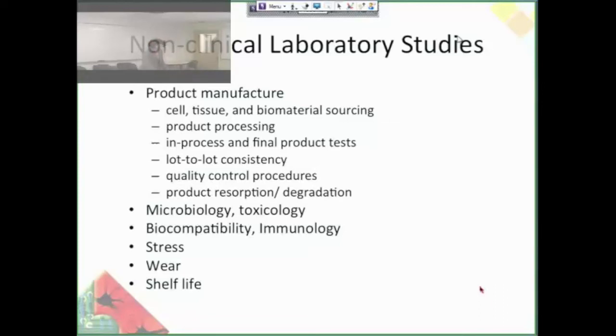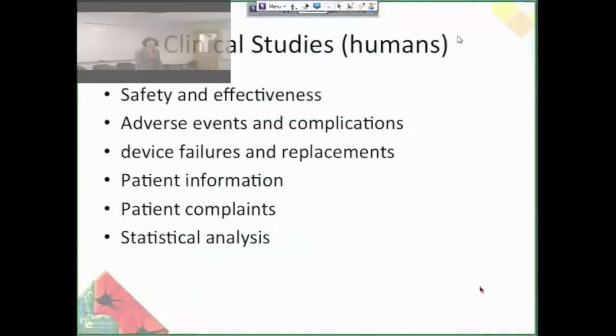Okay, so that's sort of the same for the 510K pathway as well. But if you're going to do clinical trials in humans, which you must for the PMA, this is where you're evaluating safety and effectiveness. You're finding out if there's any adverse events or complications. You have to find device failures. You have to evaluate replacements. You also have to be in consultation with the FDA about what patients you'll use and what complaints you might have.